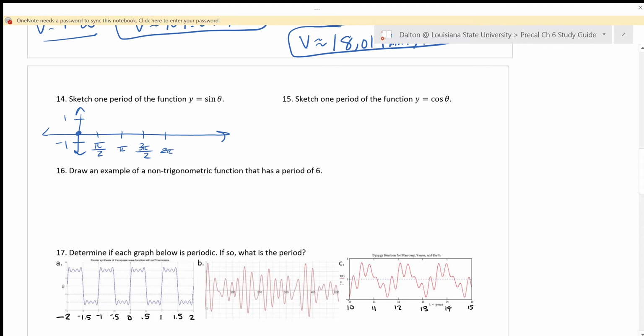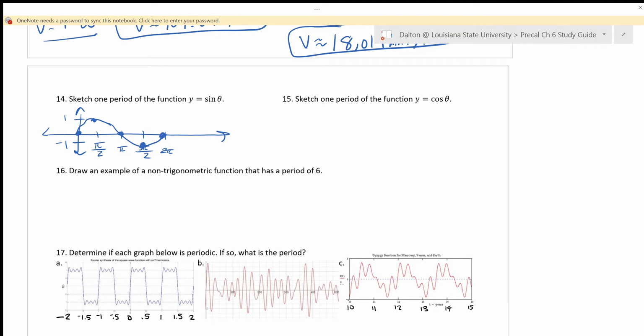It starts at 0, then it goes up to 1. Then at pi, it's back down to 0. At 3 pi over 2, it's down here at -1. And at 2 pi, it is back up to 0. So one period would look like this. If you extend it and you put arrows on it, that's fine to show that it's periodic. But if I ask you for one period, it's okay if you just stop it at those endpoints, so to speak.